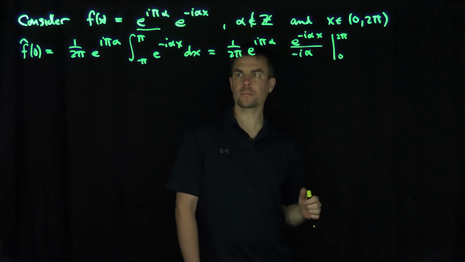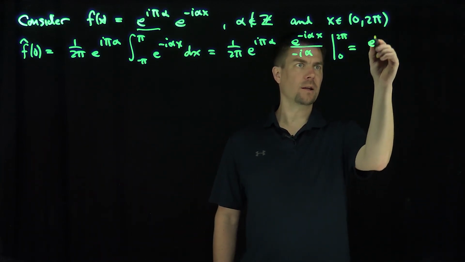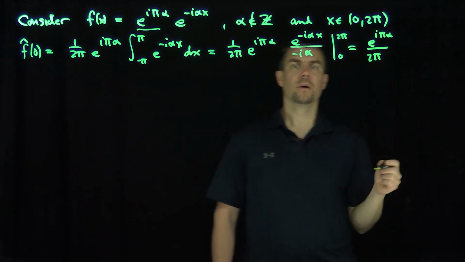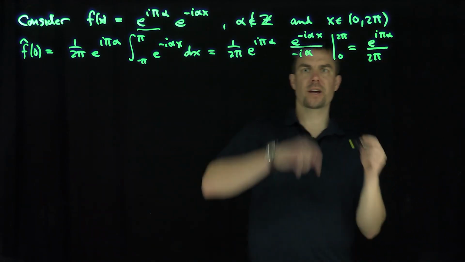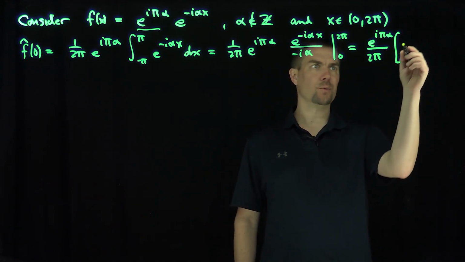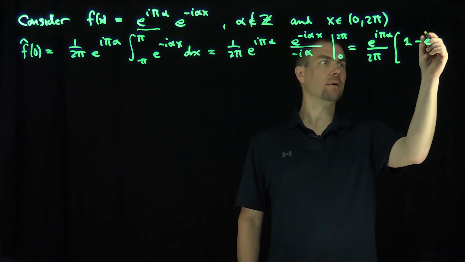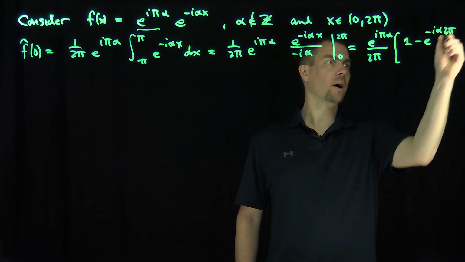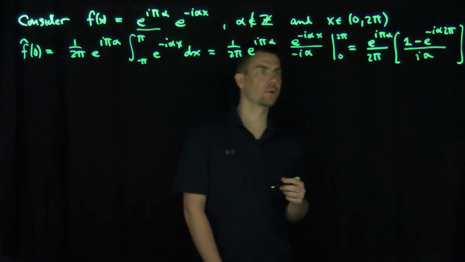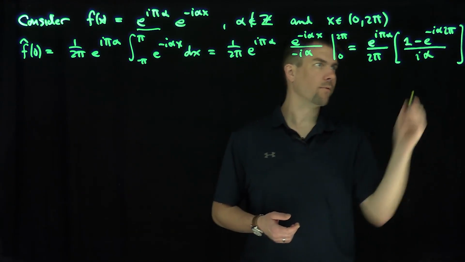Okay? And so what we get over here is e to the i pi alpha over 2 pi. And then I'm going to flip the limits of integration, since there's a negative sign here. So I'm going to plug in the 0 first. If I plug in the 0 first, we're going to get a 1 minus e to the negative i alpha times 2 pi, over just i alpha. That's the 0 mode over here.